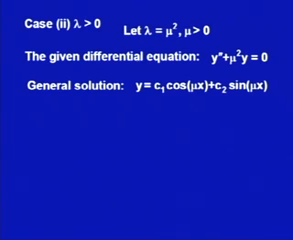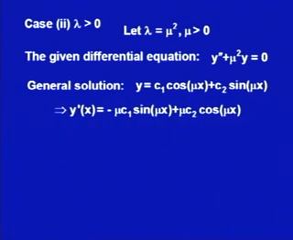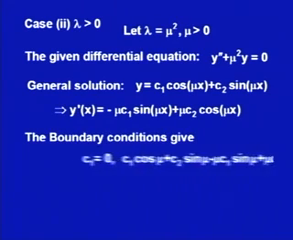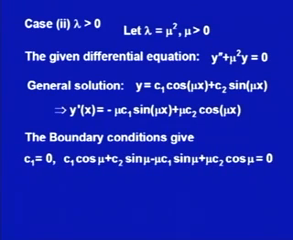The boundary conditions require y dash also. So, first calculate y dash x, that would be minus mu C 1 sin mu x plus mu C 2 cos mu x. Now, y at 0 is 0, that is, if I put x is equal to 0 in the general solution, I would get C 1 is equal to 0. Then when I am putting y at 1, what I would get? C 1 cos mu plus C 2 sin mu. When I put y dash at 1, I would get minus mu C 1 sin mu plus mu C 2 cos mu, and this is given equal to 0.